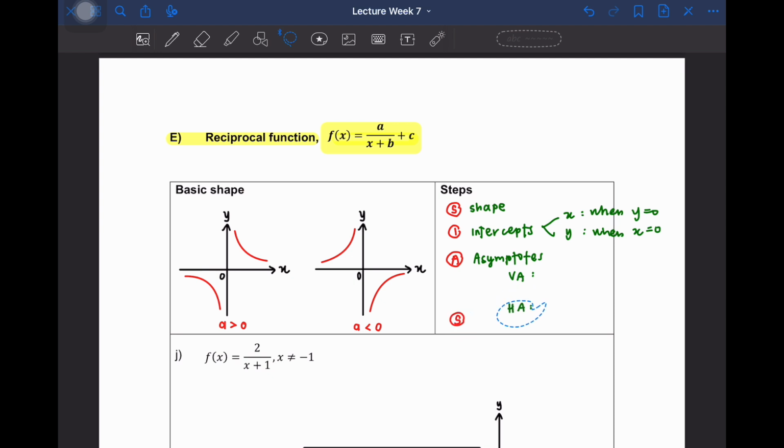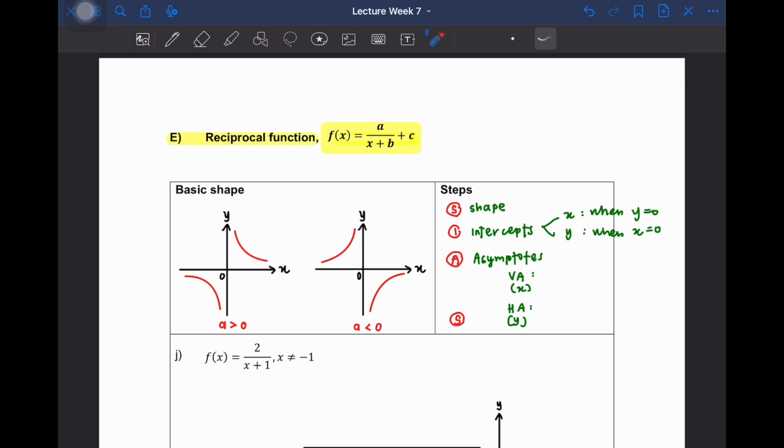Okay, so kalau vertical asymptote, dia adalah untuk nilai x, while horizontal asymptote dia adalah untuk nilai y. Maksudnya, y equal to apa? This one x equal to something, and then this one adalah y equal to something. Okay, so kalau vertical asymptote, senang sahaja.